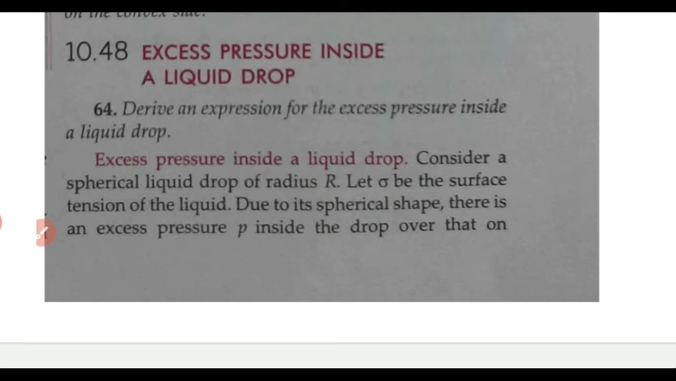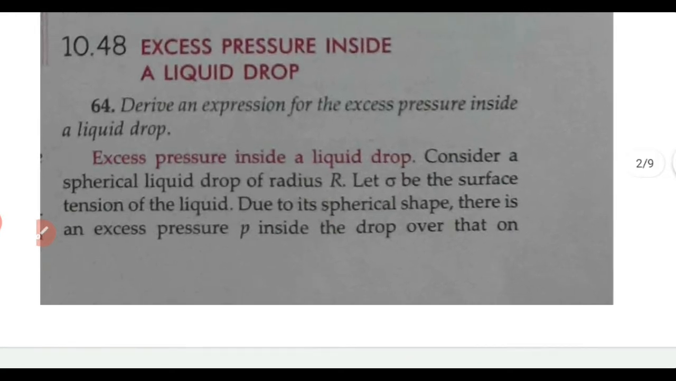Now, we discuss this excess pressure. Due to this curved surface, we already said there is a difference in pressure between the liquid side and the vapor side. Since the drop is spherical in shape, inside the liquid drop and outside the liquid drop, there will be a pressure difference. Inside the liquid drop, there will be more pressure compared to the pressure outside. That's what we mean by excess pressure inside a liquid drop.